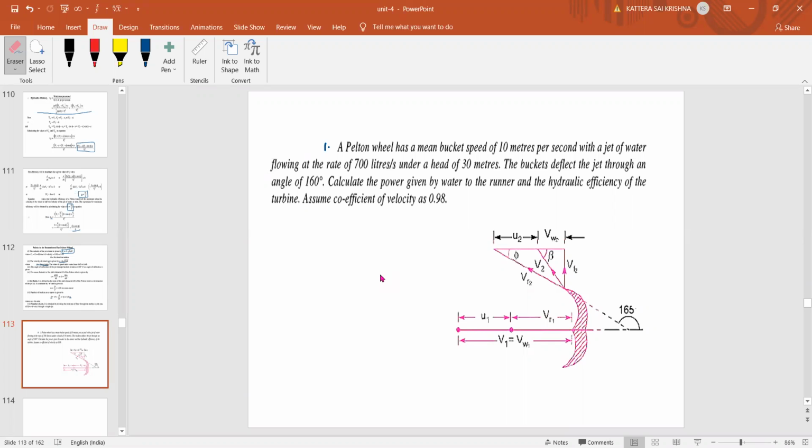Mostly they have asked the Pelton wheel problems only. So very important problems, right? Please be careful in this. Okay, so take the first problem.